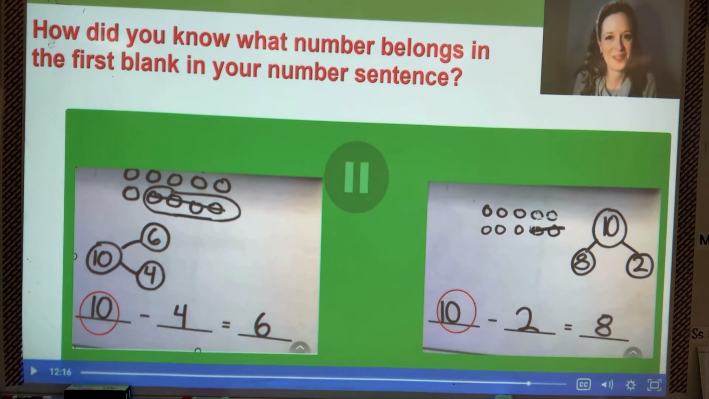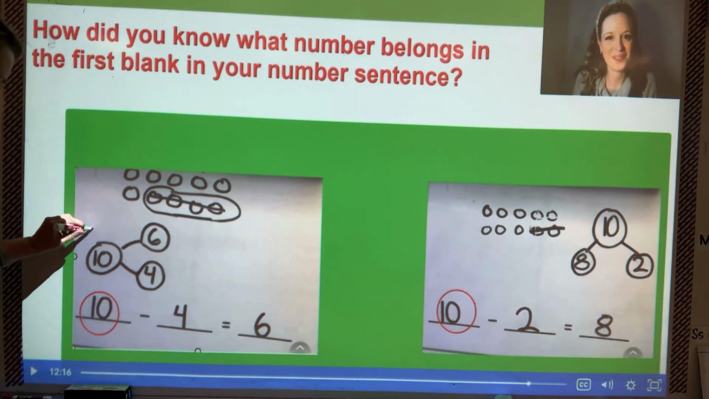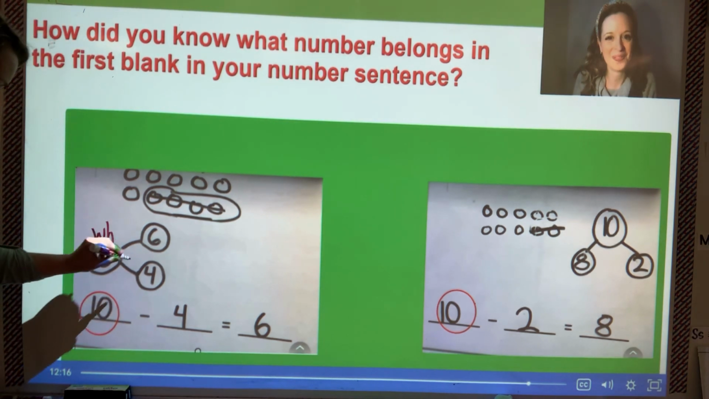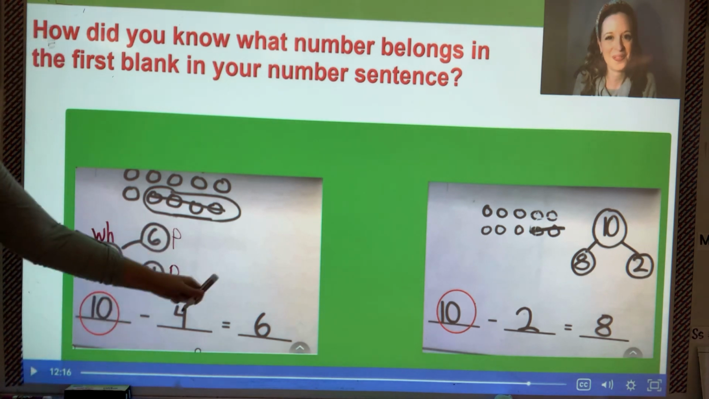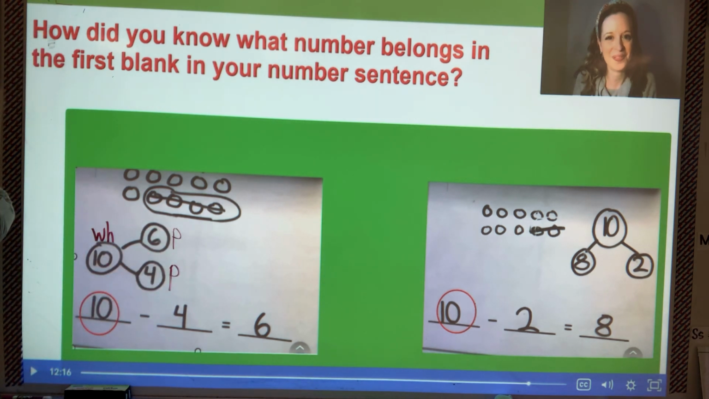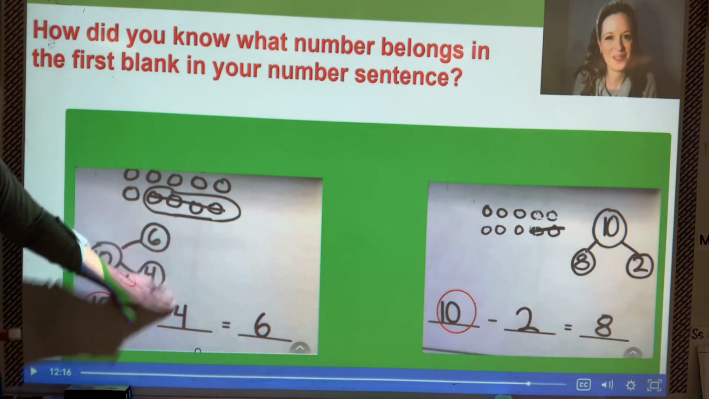So the number bond did help us because we understand that a number bond has the whole and two parts. So the number bond is what helps us figure this out. And the picture helps us to fill out the number bond.